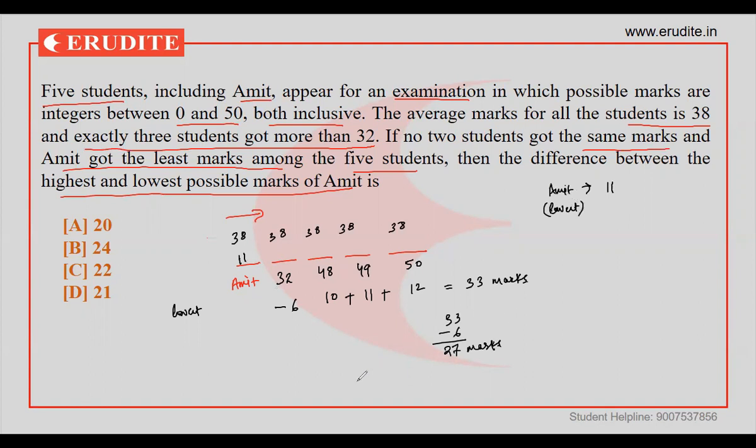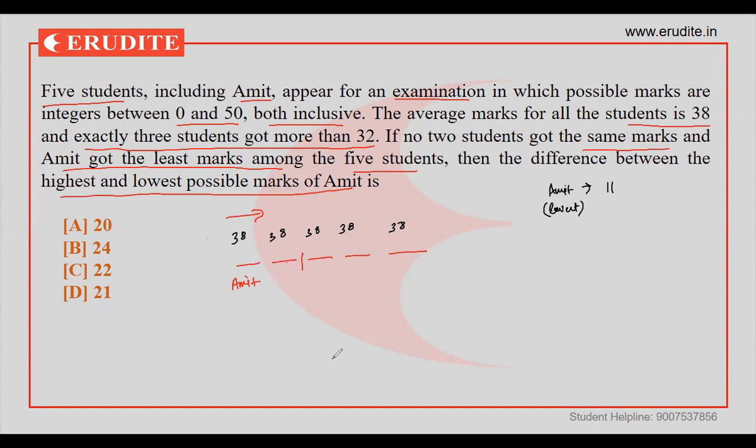Now I will talk about the highest marks. How we can give the highest marks to Amit. Now guys, try to understand, my goal is to give maximum marks as possible to Amit. That means I should give as minimum marks as possible to these other students, right? Now think about it this way. These 3 students should get more than 32 marks, and this student and this student should get 32 or less than 32.